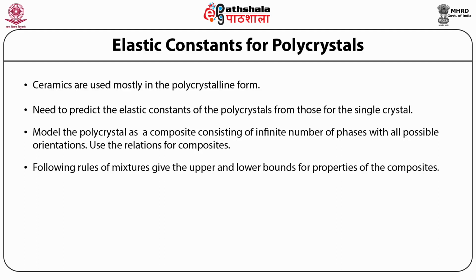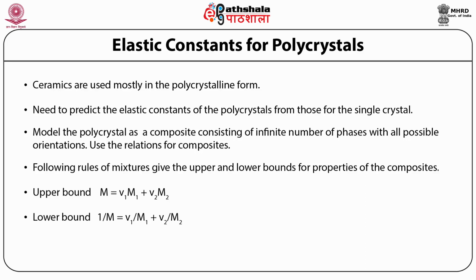The following two equations give the upper and the lower bounds of the bulk modulus B and the shear modulus mu. These are called the Voigt-Reuss bounds. That is, the upper bound is M equal to M1 V1 plus M2 V2, and the lower bound is 1 by M equal to V1 by M1 plus V2 by M2.